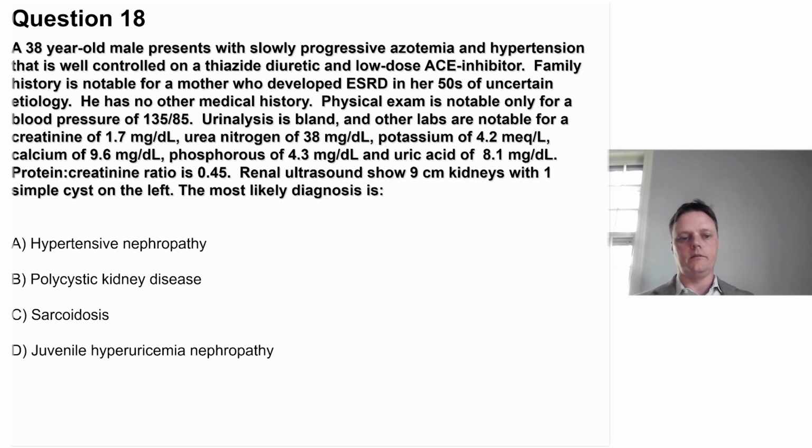He has small kidneys with one simple cyst on the left. The most likely diagnosis is hypertensive nephropathy, polycystic kidney disease, sarcoidosis, or juvenile hyperuricemic nephropathy?